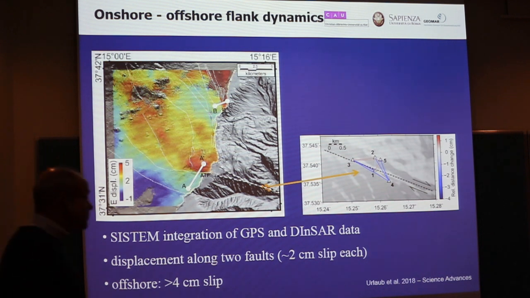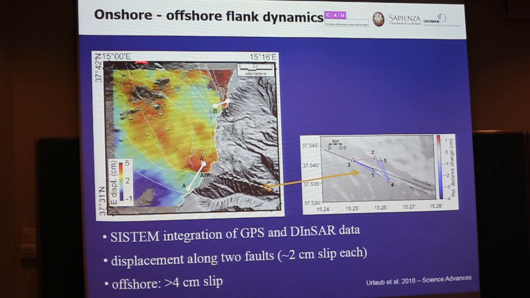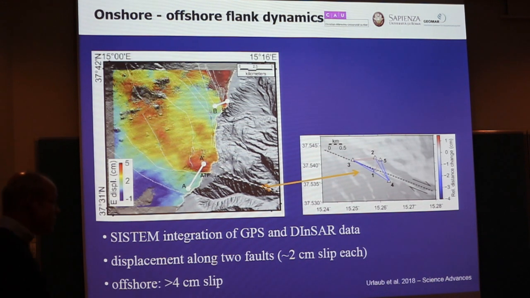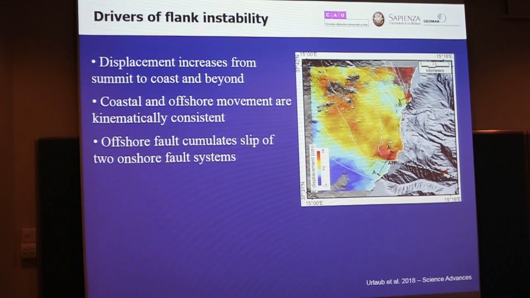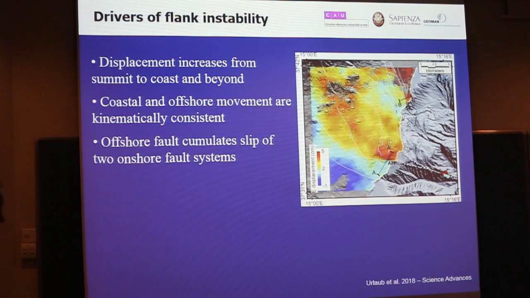I mentioned before that the most likely explanation for the movement of the flank was magma intrusion at the summit. But it's not really easy to explain why you have the largest movement pretty far away from the location of the magma intrusion. That means most likely you need to think about other reasons for this moving flank. To summarize, you have the largest displacement increasing from the summit to the coast and beyond.